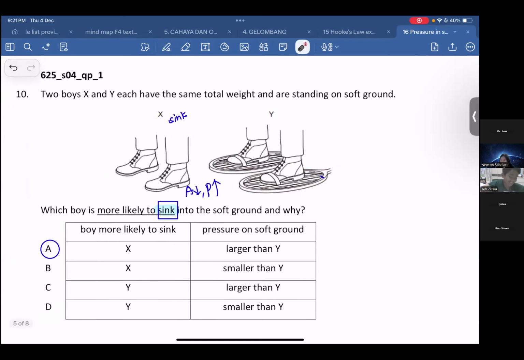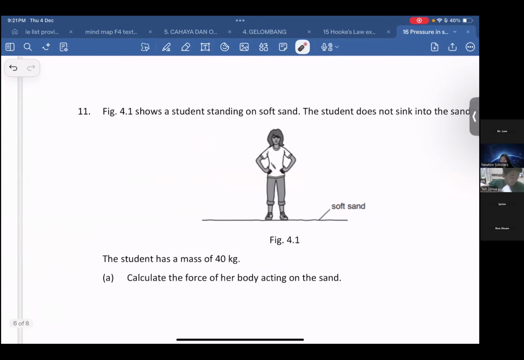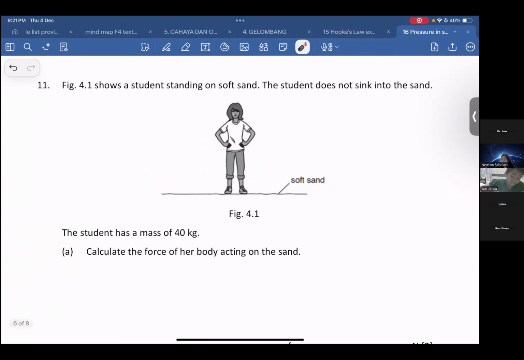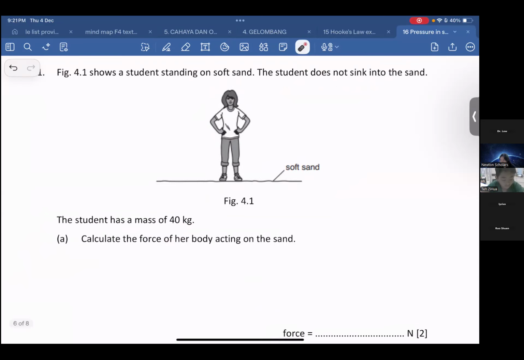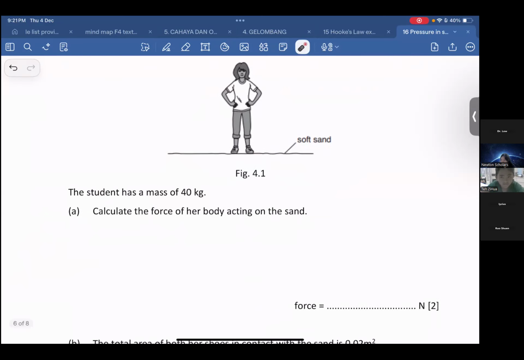Okay, question 11, figure 4.1. A student standing on sand does not sink. Does not sink, that means the pressure is low. The student has a mass of 40 kg. What is the force of her body acting on the sand? How do you find the force of the girl? My boys and girls, calculate and then tell me.